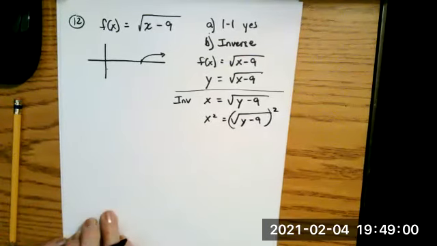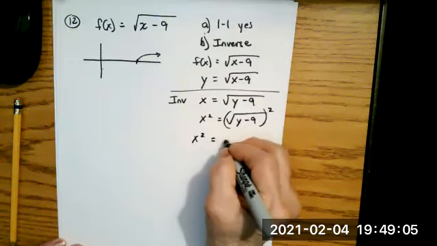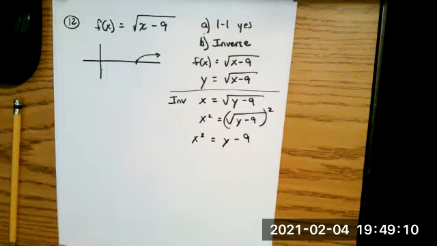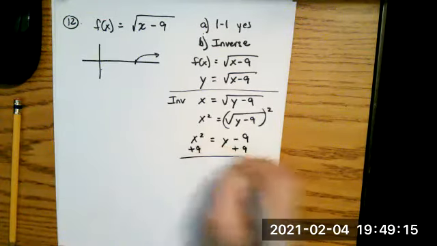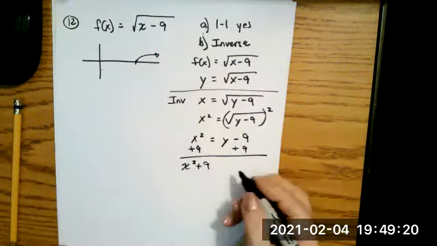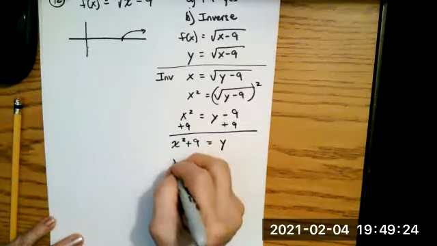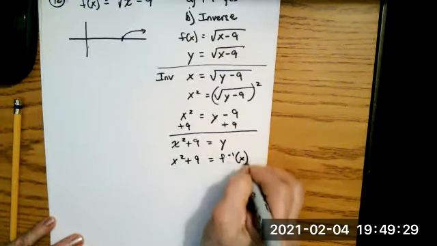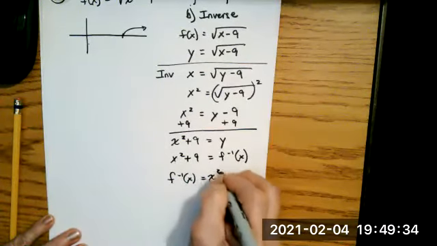So that I can get rid of the radical over there. Now I have x squared equals y minus 9. Squaring that radical just takes it away. Now I add my 9 to both sides. And look, I have a parabola. I'm not surprised, because that's always what's going to be the inverse of that. So we have x squared plus 9 equals f inverse, or f inverse equals x squared plus 9.